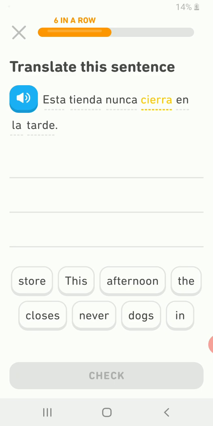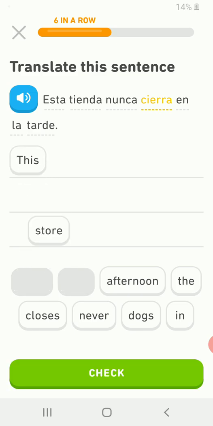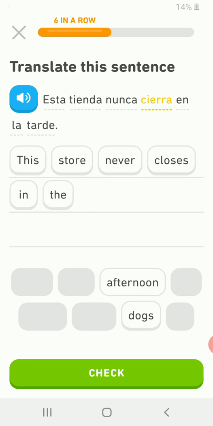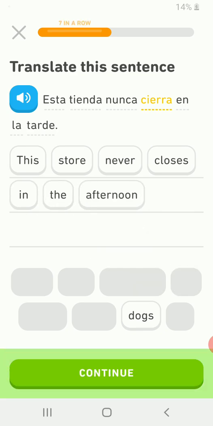Esta tienda nunca cierra en la tarde. So, esta tienda nunca cierra en la tarde. Nunca is never. Esta is this shop. This store, this shop never closes. Cierra. Cerrado, we know it's cerrado. It's closed. Something is closed. Cierra en la tarde, in the afternoon. Never closes in the afternoon.